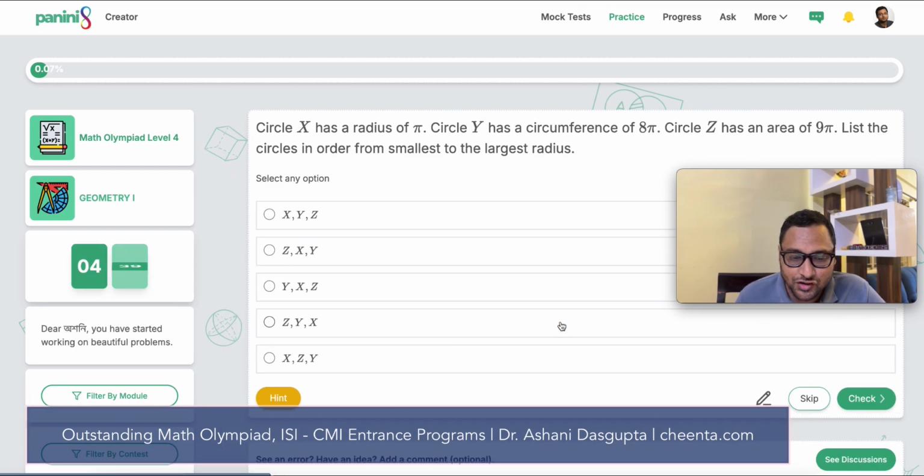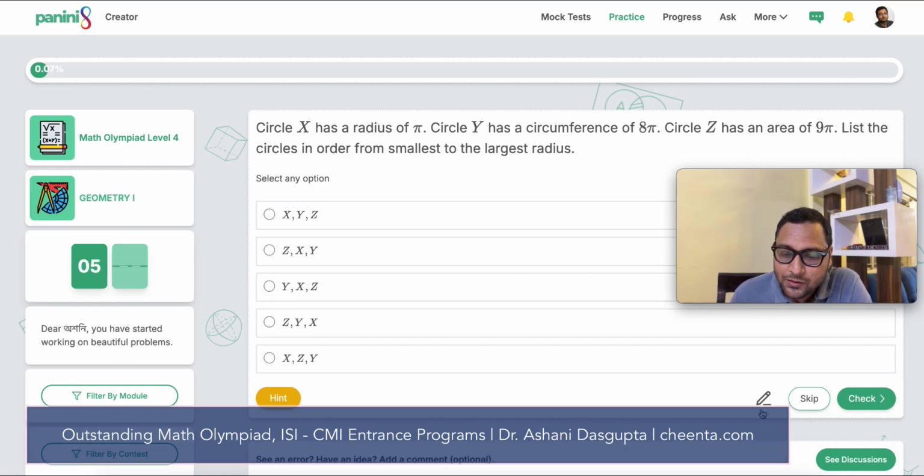So I'll click on resume. This is the problem. It says a circle X has radius pi, a circle Y has circumference 8 pi, and a circle Z has area 9 pi. List the circles in order from smallest to largest radius.